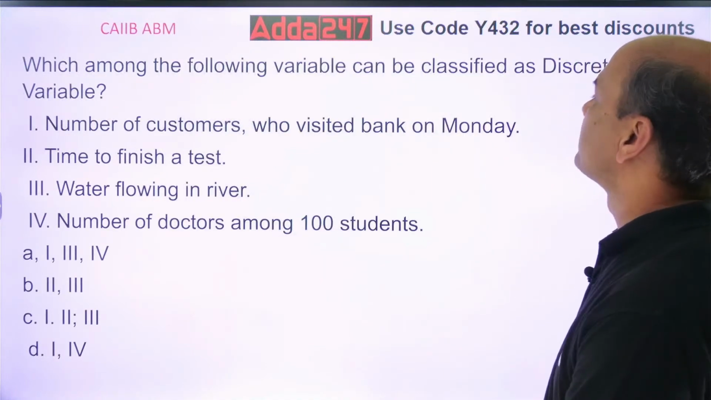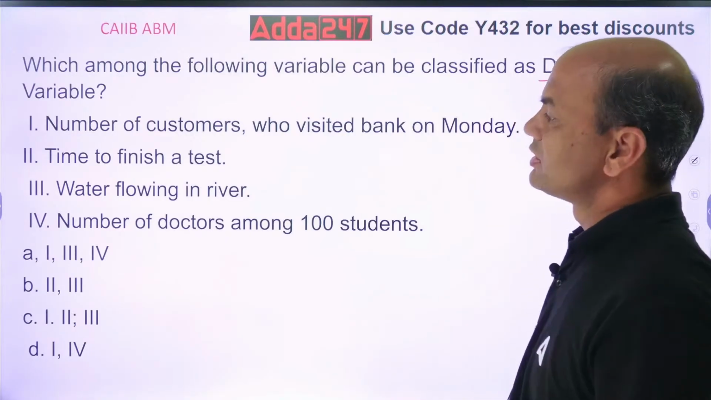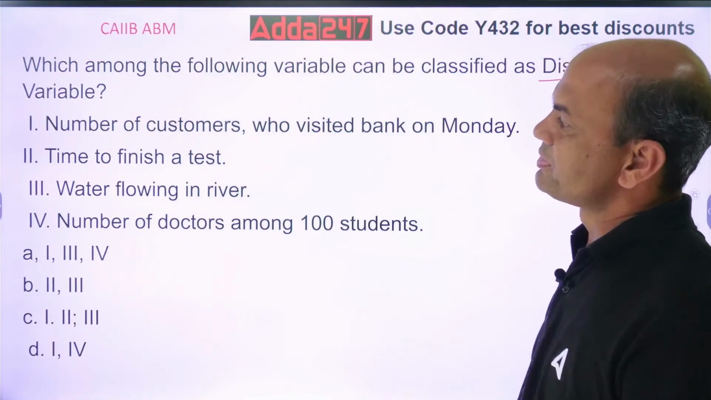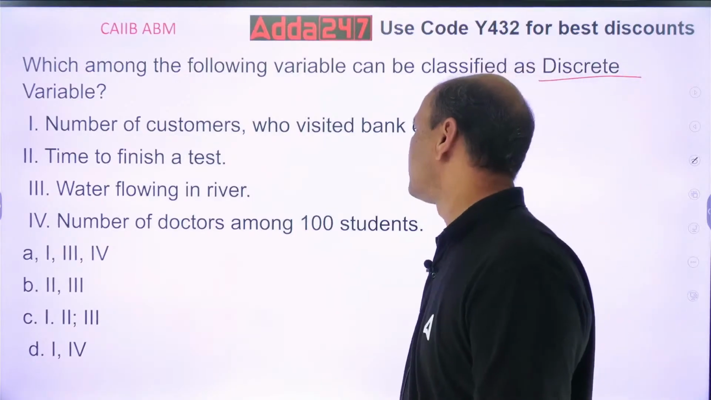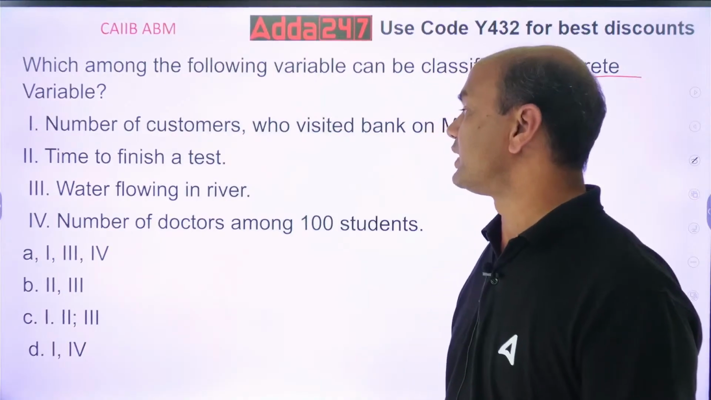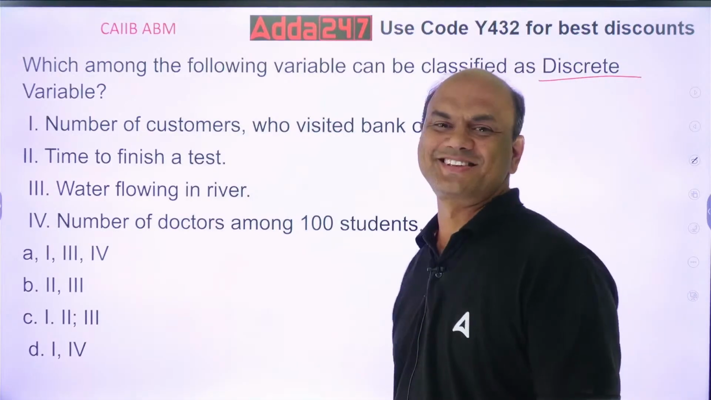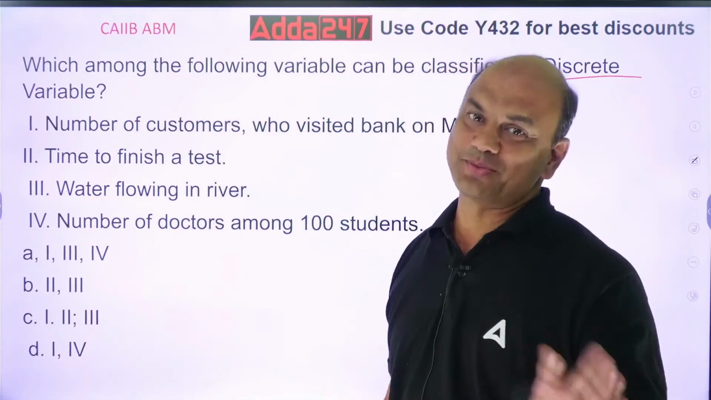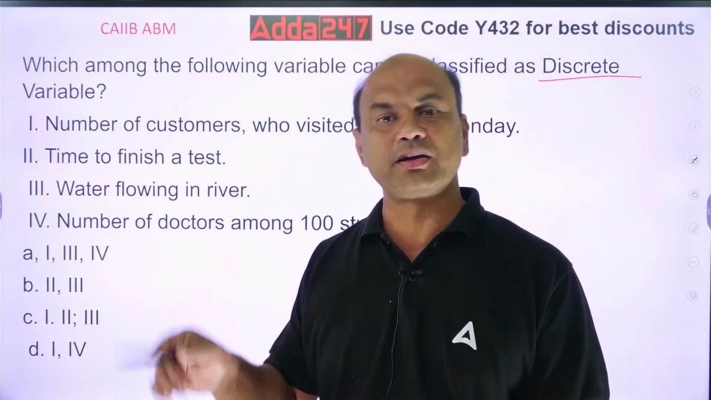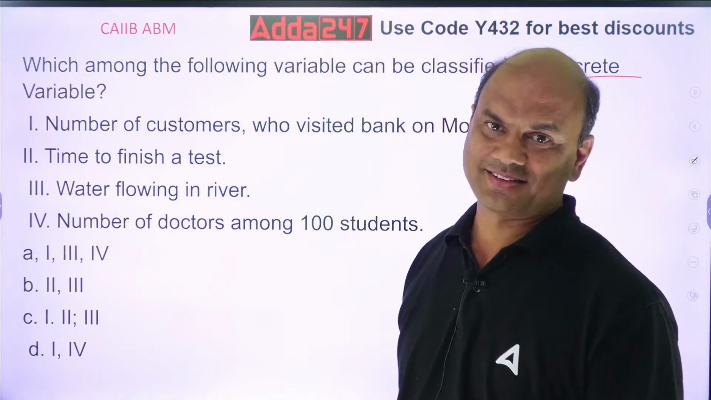Which among the following variables can be classified as discrete variable? Now firstly you understand what is discrete and what is continuous. Number of customers who visited the bank on Monday, time to finish a test, water flowing in the river, number of doctors among 100 students. Very simple and very important. For this you need to understand the difference between discrete and continuous.